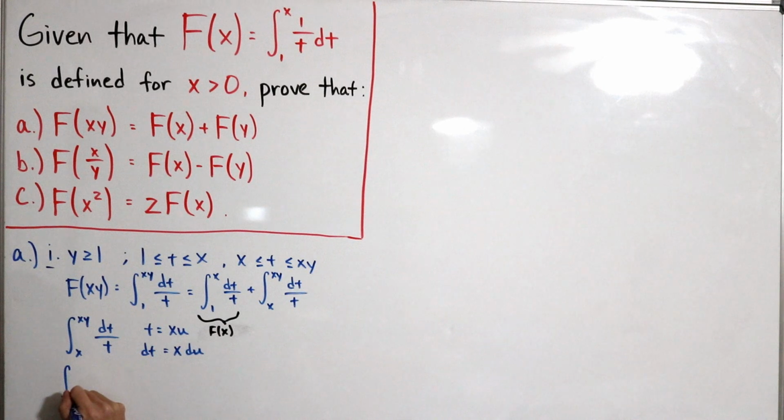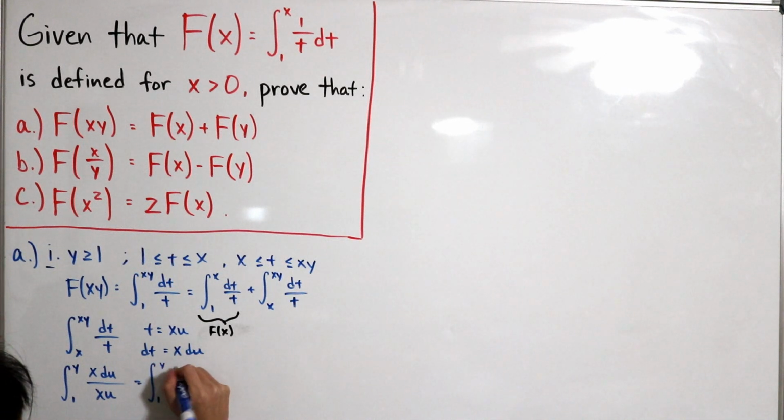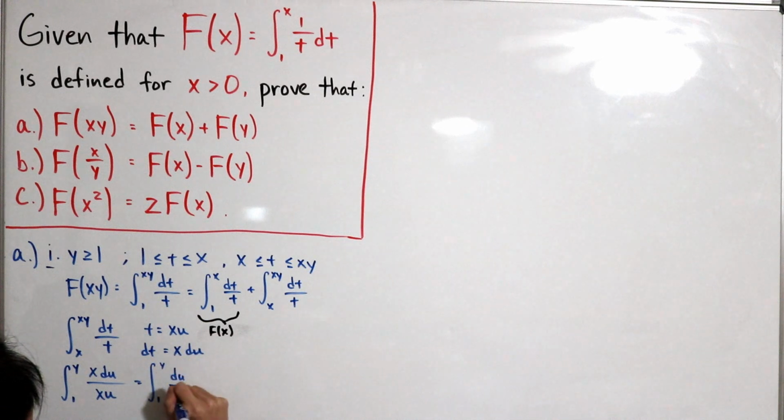So now we calculate our new bounds. Of course, we plug x in for t, so over here u is 1. Then the upper bound xy would now become just y. Then x du, we just put back the substitution, t is x times u. And so those cancel out, so we have the integral from 1 to y of du over u.